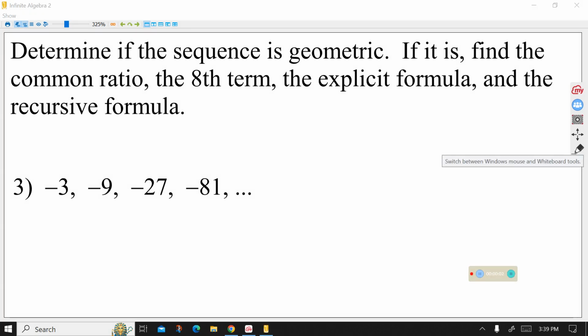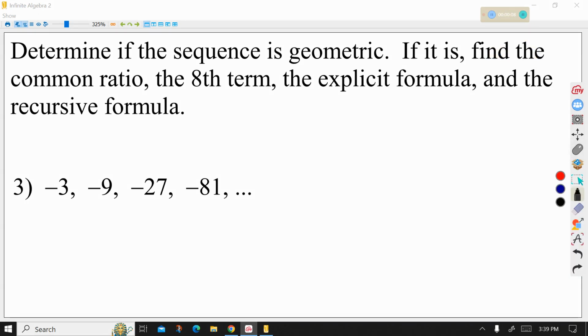So geometric sequences review for the homework here. We're going to discuss number 3, number 4, and we'll finish the problems we didn't get to in class. So the first idea is always to determine if the sequence is geometric.